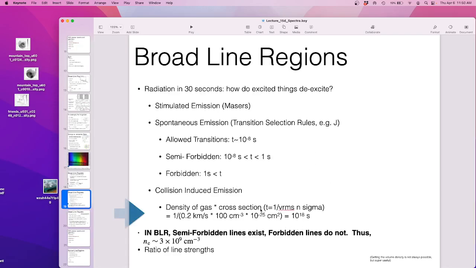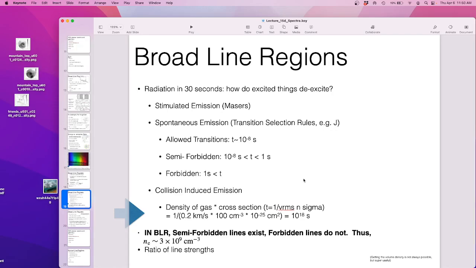Here we are. When you have a gas in an excited state, there are three ways that it can become unexcited. It can run into something else, it can just spontaneously fall over, or it can get kicked down by another photon. The last one is pretty rare. Those are called masers, or lasers if you have one in your pocket.